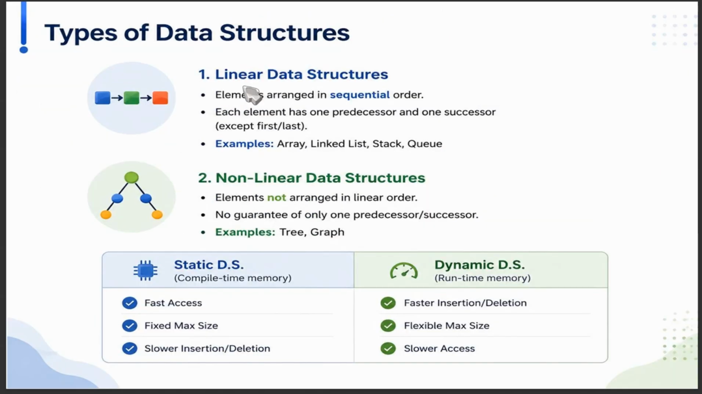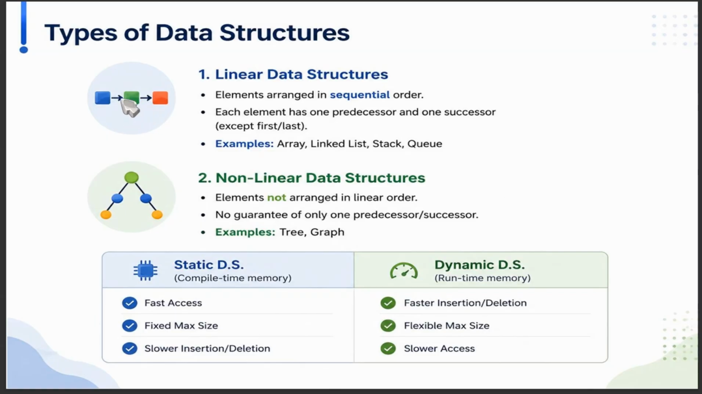Now we look at the types of data structures. There are two main ways to categorize them. First, by arrangement: linear versus non-linear. In linear data structures, elements are arranged in sequential order. As you can see in the diagram, each element except the first and last has exactly one predecessor and one successor.